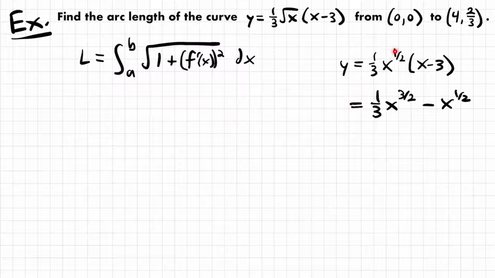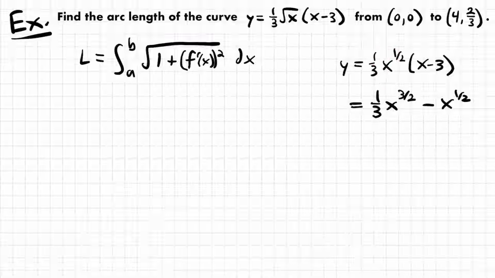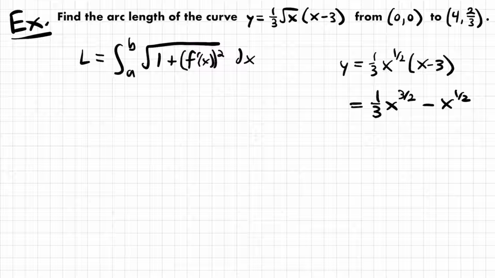Right, so when you multiply x to the 1/2 power times x to the first power, we add the exponents, and so we have 1 plus 1/2, which is 3/2, and then if we multiply this by -3, the 1/3 and that 3 will cancel out, so we just have negative x to the 1/2 power. Okay, and so now we can take the derivative of our function.